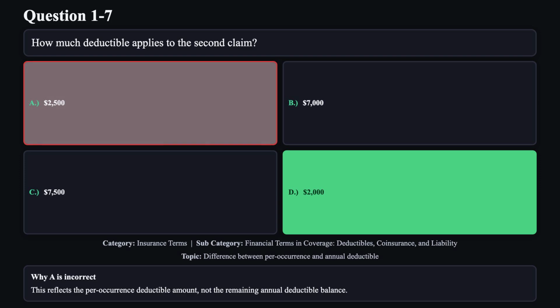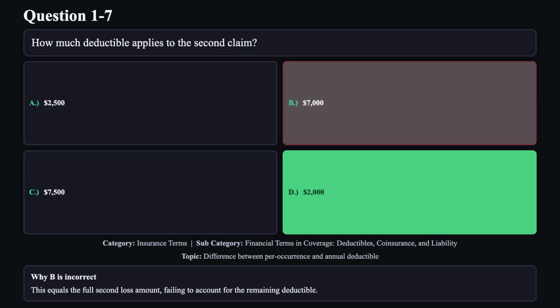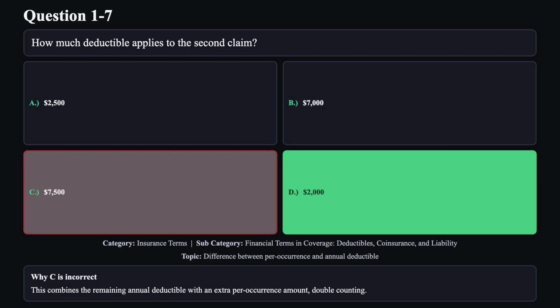Reason A is not correct. This reflects the per occurrence deductible amount, not the remaining annual deductible balance. Reason B is not correct. This equals the full second loss amount, failing to account for the remaining deductible. Reason C is not correct. This combines the remaining annual deductible with an extra per occurrence amount, double counting.